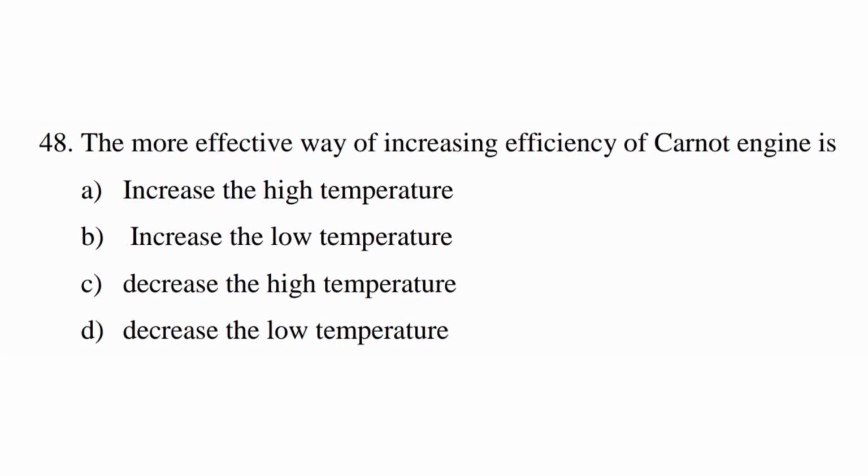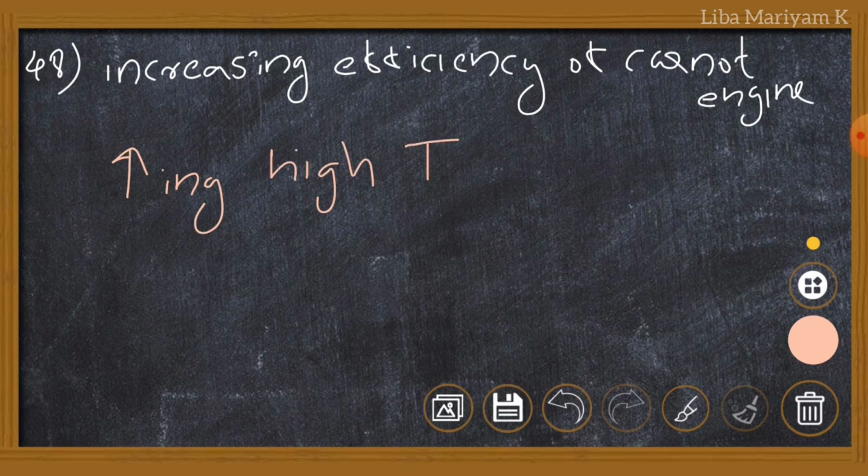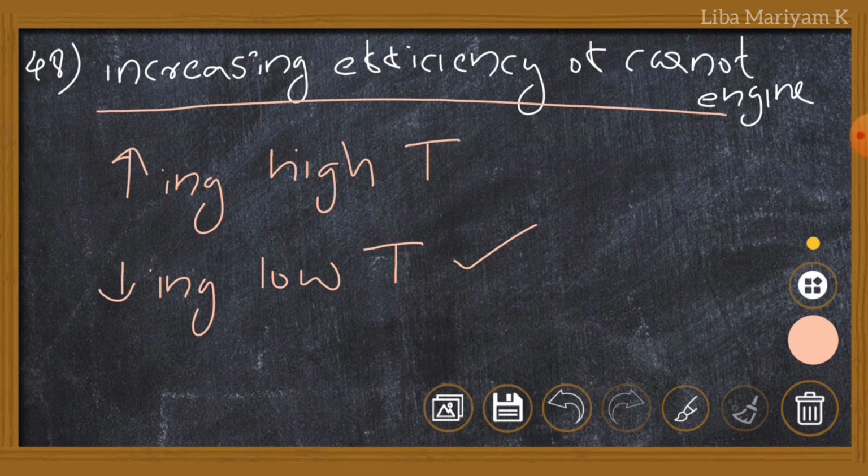Question 48. The more effective way to increase efficiency of Carnot engine is. Efficiency of a Carnot engine can be increased by two methods. That is, by increasing high temperature or by decreasing lower temperature. Here, decreasing lower temperature is more effective way to increase the efficiency of a Carnot engine. Therefore, option D is correct.